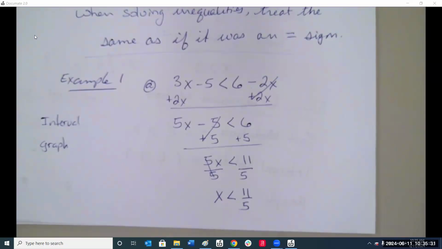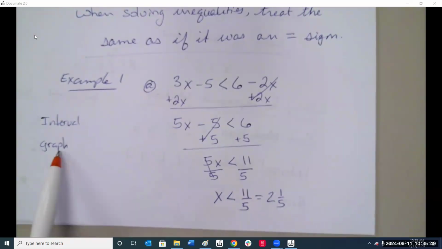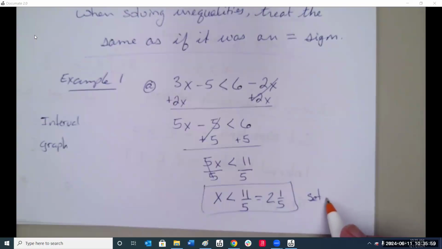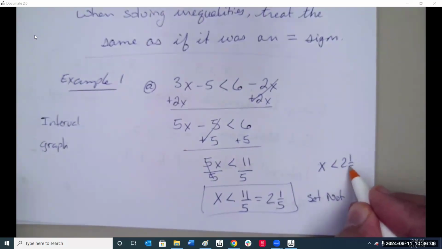It's literally just an equal sign. Yeah, treat it exactly as if it was an equal sign. 11 over 5 is 2 1/5. We'll need that because we'll have to put it in the graphing form, and we have to know where to put it. So here we have it in set notation. So we know that x is less than 2 1/5.